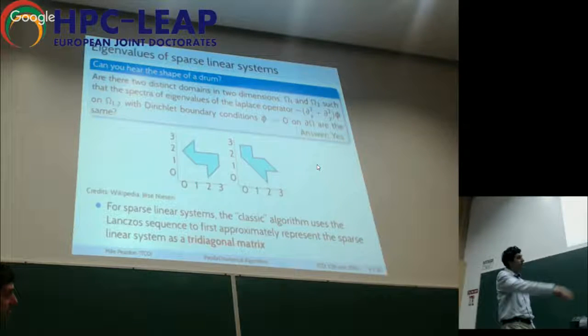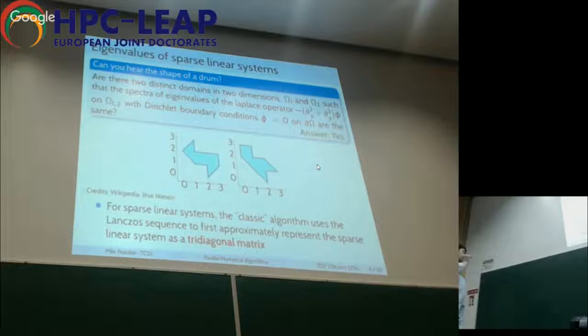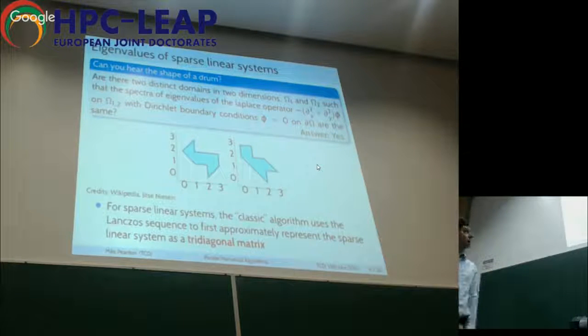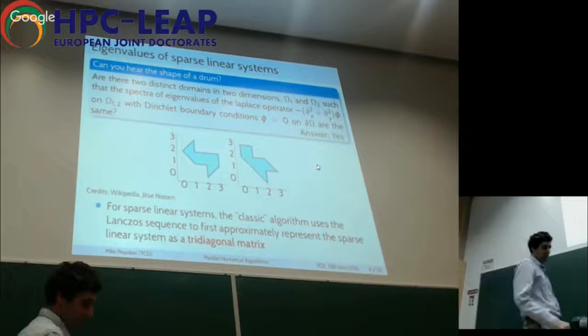Turns out, like I said, there's a title which I haven't put in these slides. The answer is actually no. Of course, these 2 shapes here have the same spectrum. So mathematically, what we have to do is find eigenvalues of this operator.